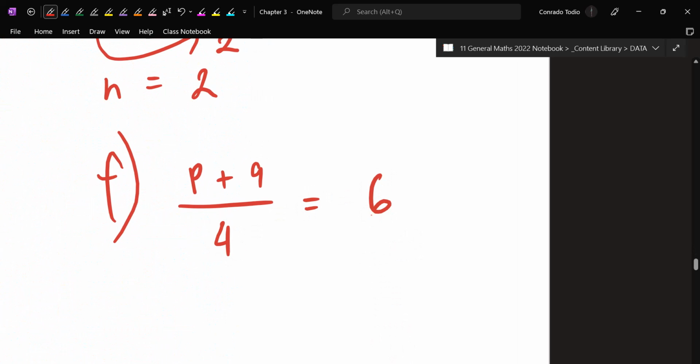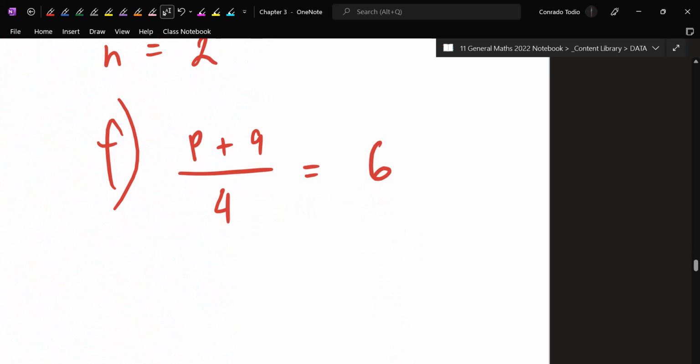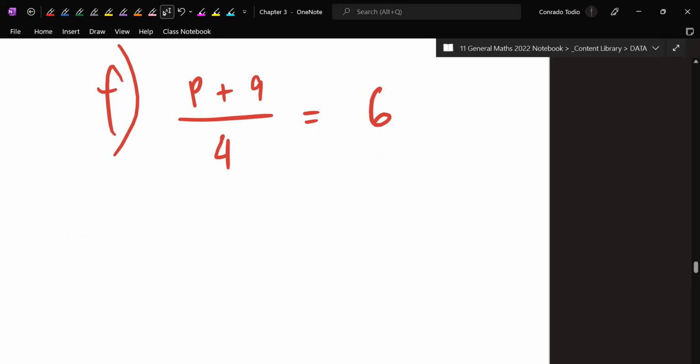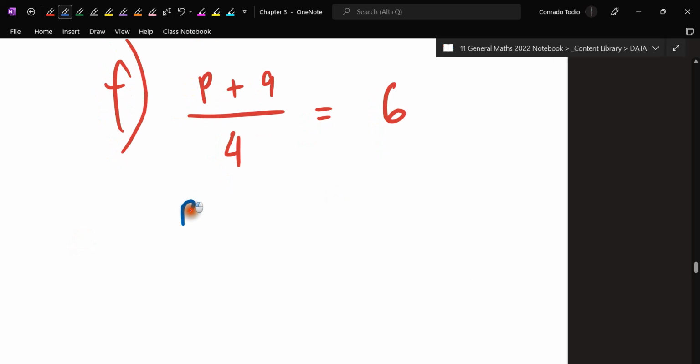Okay, easy. This one's straightforward again. So when you get a question like this, p plus 9 over 4 equals 6, start off by understanding what you need to isolate, which is that p. In order to do that, with this question, something you might need to understand is this is saying p over 4 plus 9 over 4 equals 6.